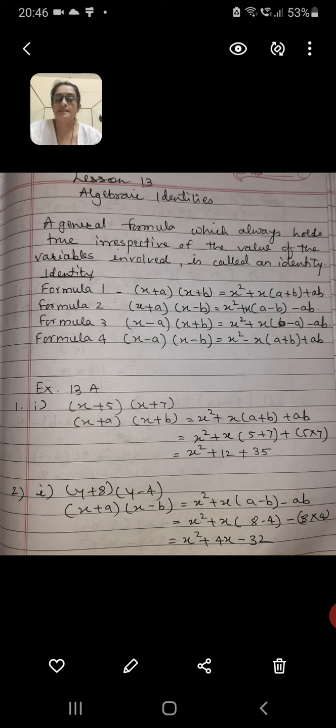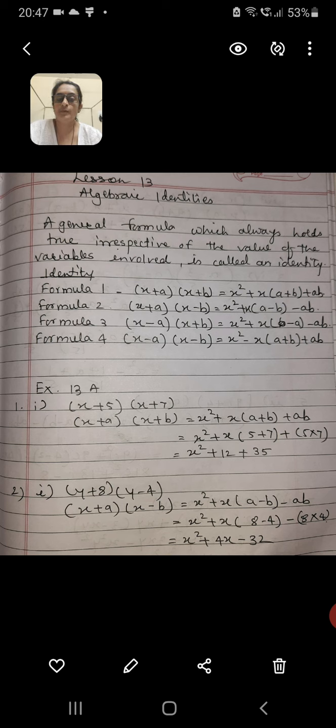Now the first one is x plus a and x plus b. The multiplication of these two binomials directly will give the answer as x square plus x in the bracket a plus b plus a into b. Now in the second, the bracket sign is changed, that is negative b. So x plus a, x minus b, that is x square plus x a minus b minus ab.